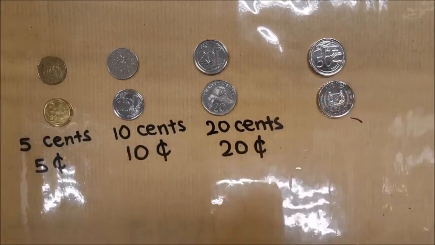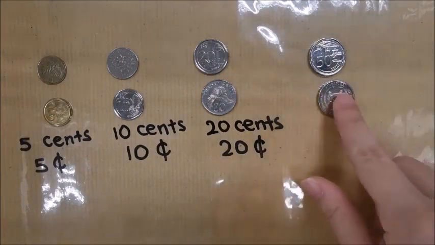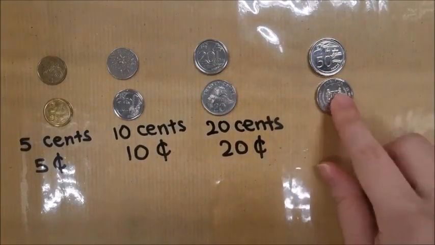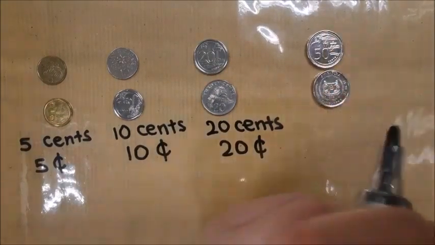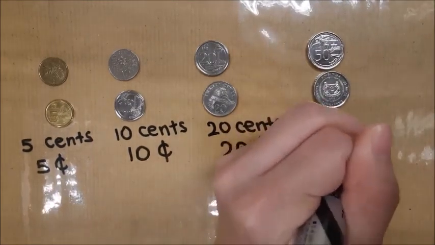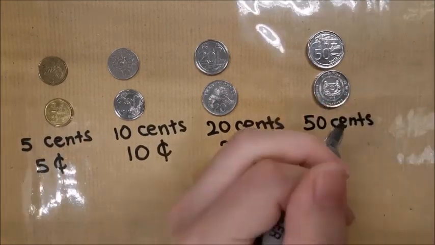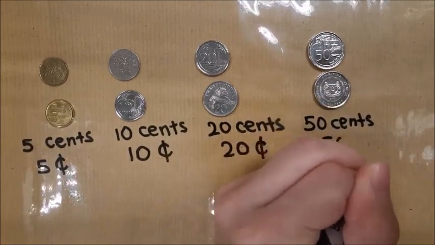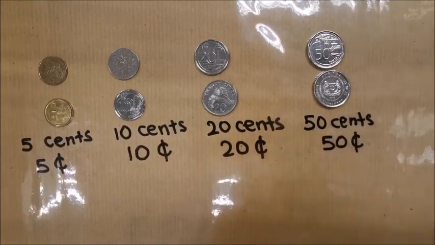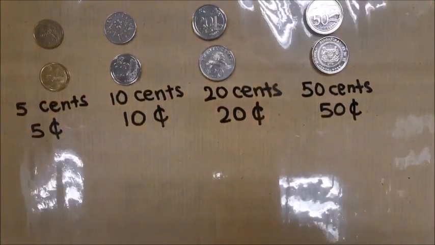You can take a look around your house, or in Daddy and Mommy's wallet, or maybe in your piggy bank, to see if you have an old 50 cent coin. So this is how we write 50 cents, 50, C-E-N-T-S, and 50 cents, like that. Lastly, we have our last coin over here. I'll move the box up a bit.